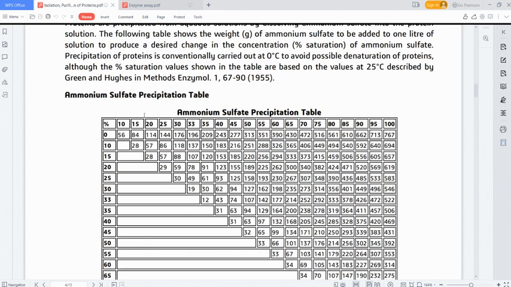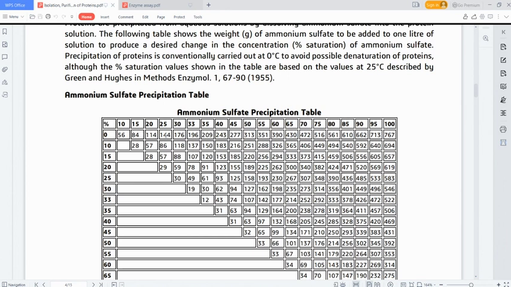Now, when we add 10 mils of our protein solution to the first tube, we will carry out a 10% ammonium sulfate, and we are considering the column that has 0. Okay, now when you consider the column that has 0, it means for my 10 mils I should add 0.56 grams of ammonium sulfate. For my 15%, I will add 0.84 grams. You have to work it out.